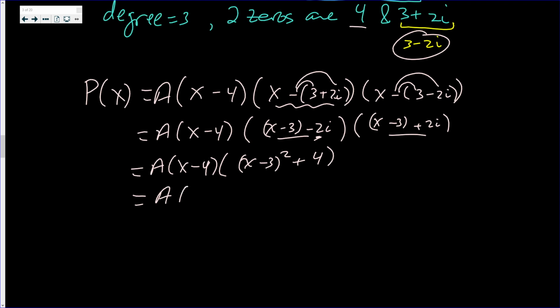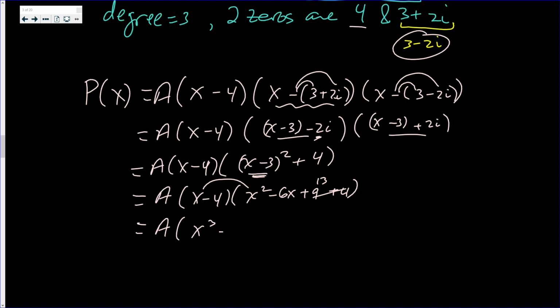So we get some number of our choice times x minus 4. And when I FOIL that out, I get x squared minus 6x plus 9 plus 4. 9 plus 4 is plus 13. A times, distribute the x. You get x cubed minus 6x squared plus 13x minus 4x squared plus 24x minus 52.